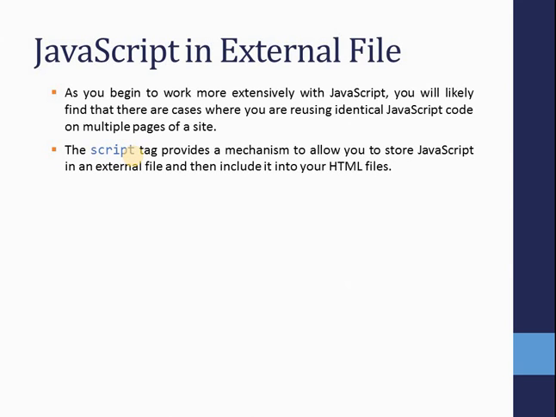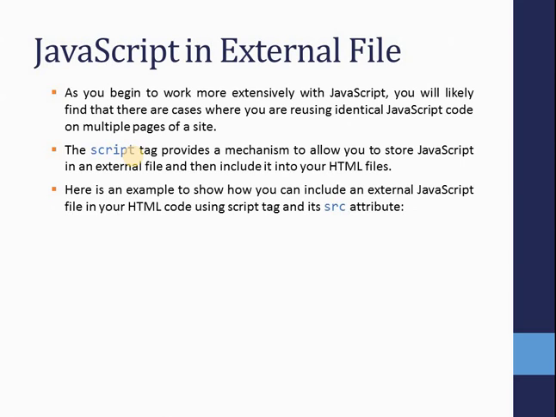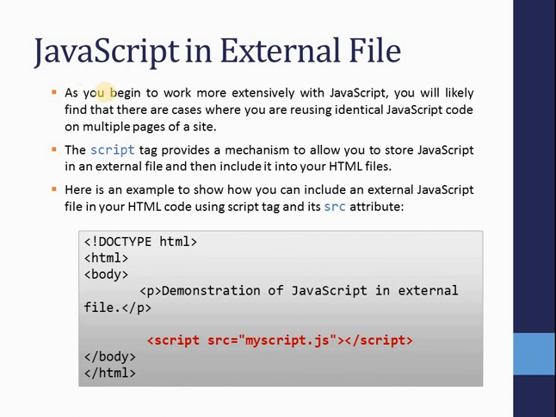The script tag provides a mechanism that allows you to store JavaScript in an external file, then include it from your HTML files. So here is one example where I have included an external JavaScript file into my HTML code using the script tag and the source attribute src. You can see that this is my script tag, and within this script tag I have included one attribute named source, and I have set the path for my JavaScript file.